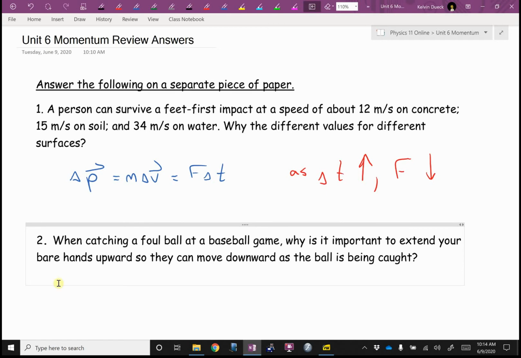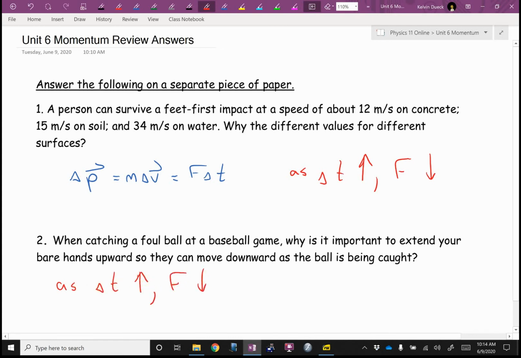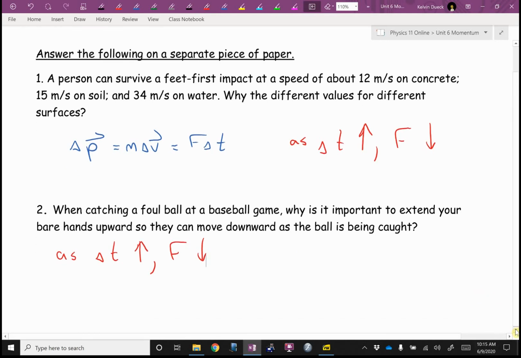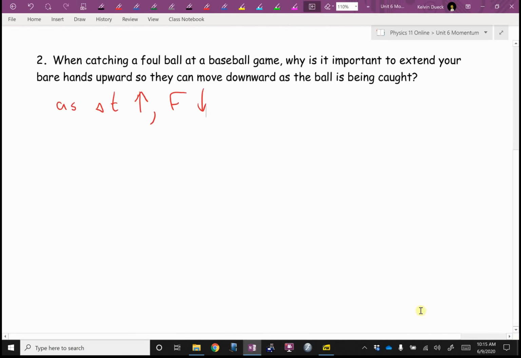You know what, Mr. Dewick? Trying to type this won't work very well. I'll just say this. As delta t increases, force decreases. Doesn't hurt as much. You don't have as big a force. Same if you're ever doing like a water balloon catch or catching an egg, if you're doing an egg toss. Again, you try and cushion it.